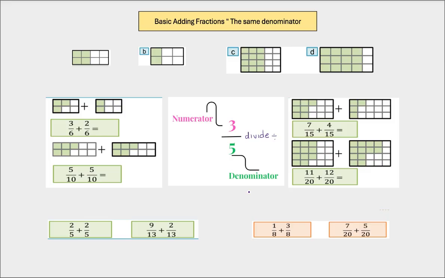Next one, a bit bigger. We've got 1, 2, 3, 4, 5, 6, 7, 8, 9, 10, 11, 12, 13, 14, 15, 16, 17, 18, 19, there's 20. So our denominator, I keep saying that wrong, our denominator is going to be out of 20. 1, 2, 3, 3 times 4 is 12.